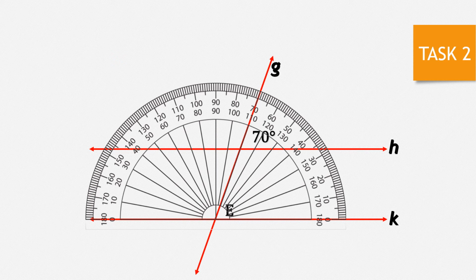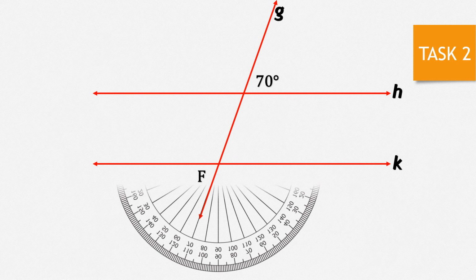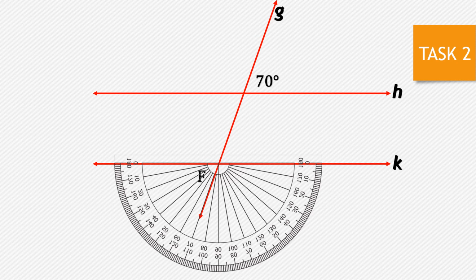Angle E. So here, facing on the side, so let's start with the 0 on the side also, and it ends here. So we have 70 degrees. Next, angle F. Angle F is facing here. So let's start with this 0 and it points to 70. So angle F is 70 degrees.